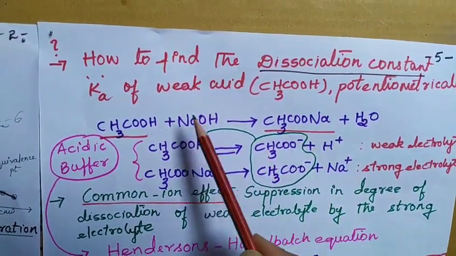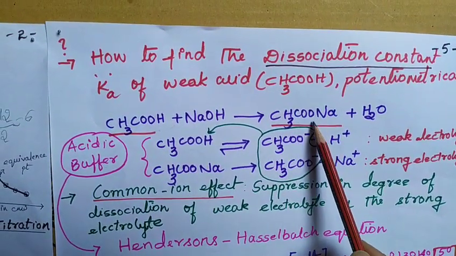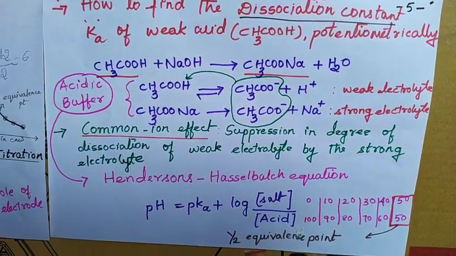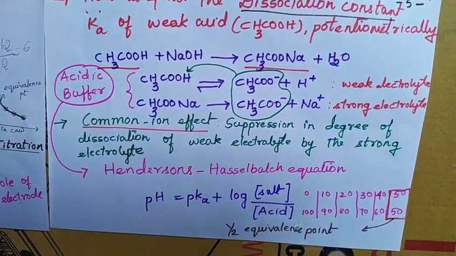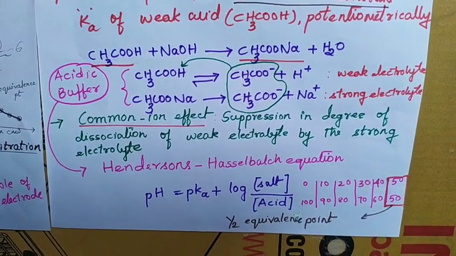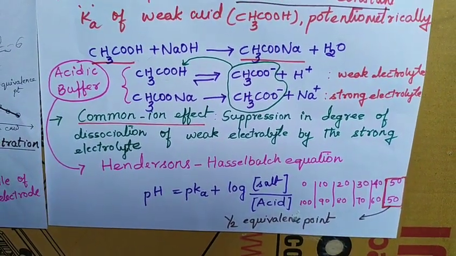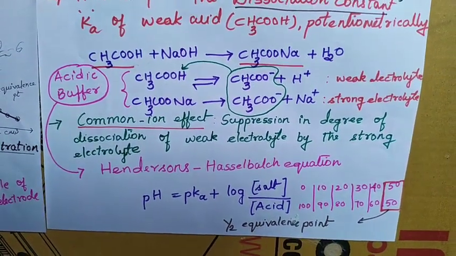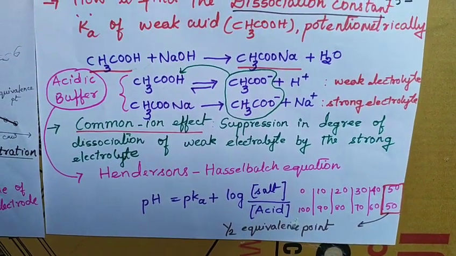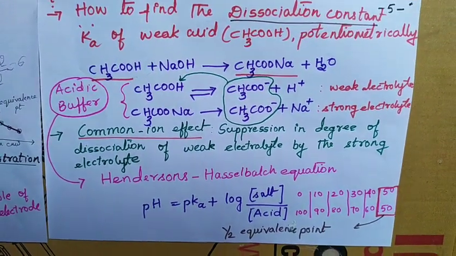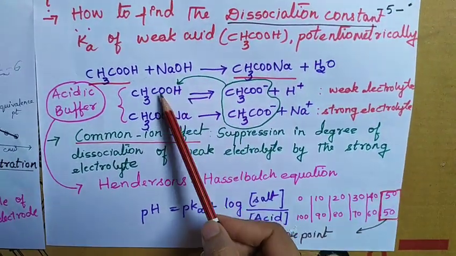Now in the solution we have both acetic acid and sodium acetate. The combination of sodium acetate and acetic acid is known as acidic buffer. So what is a buffer? A buffer is a solution which can resist the change in pH of the solution. There is the generation of acidic buffer in situ within the solution. Let us understand the buffer action.